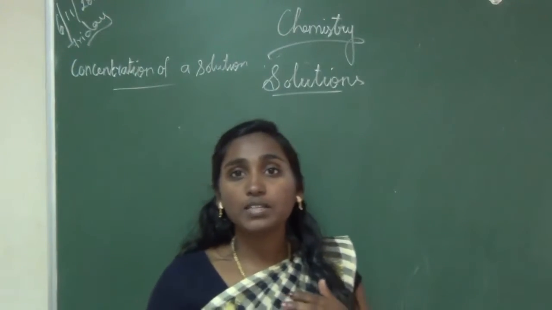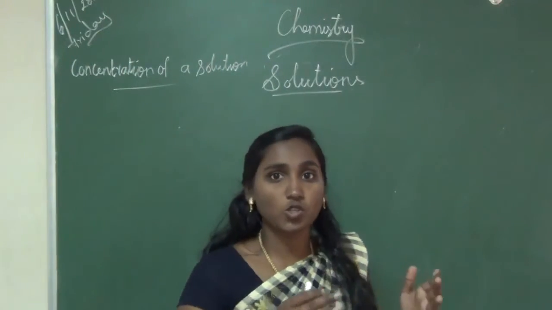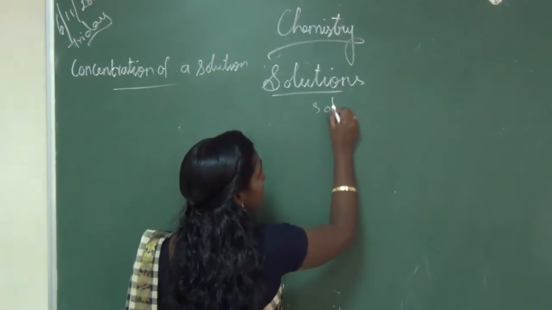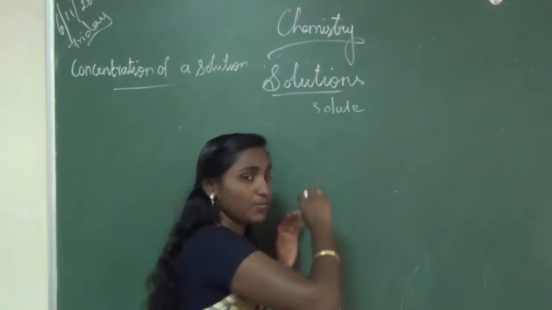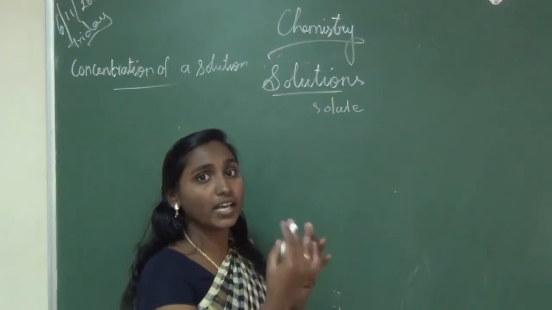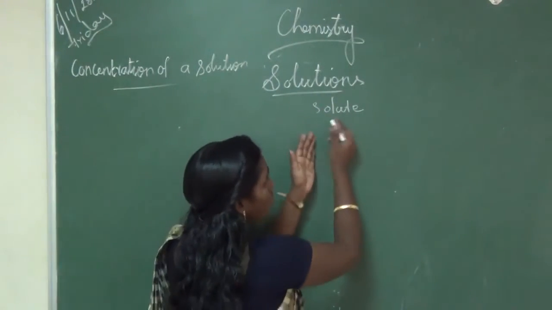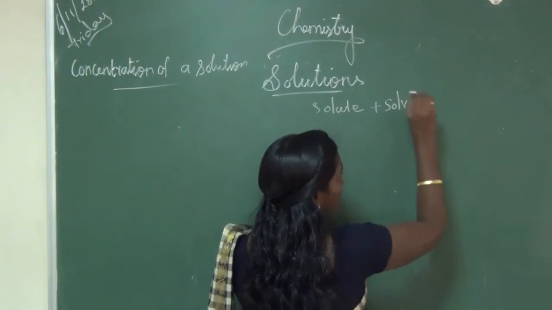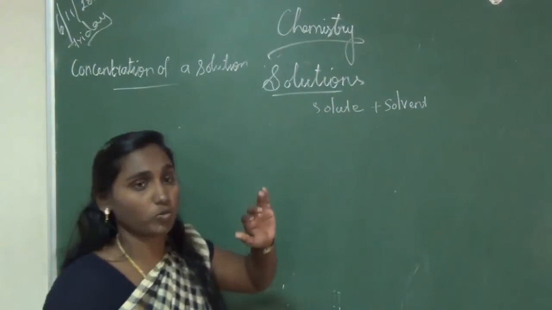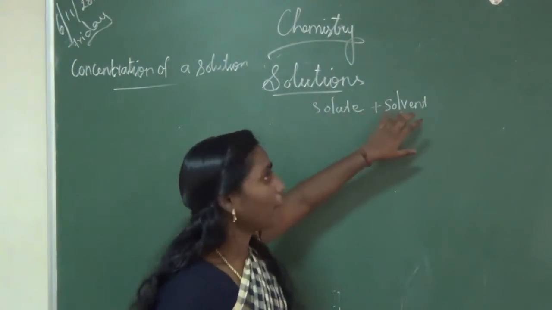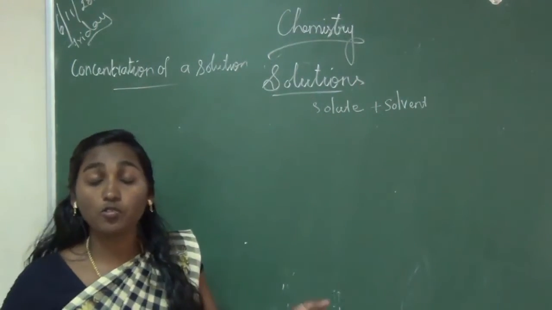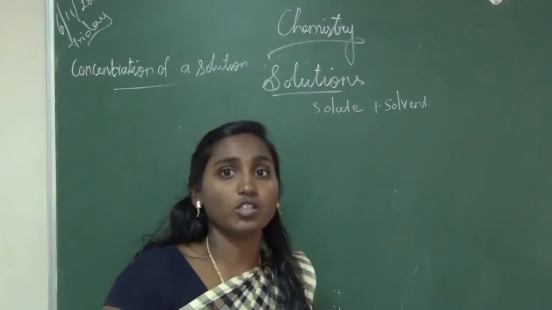So solution means, we all know, right? A solution contains what? Solute plus solvent. Solute means maybe salt or sugar or any other substance, okay? Solvent means liquid items, mostly water we are using. So when solute is combined with solvent, it forms a solution, right? So far we discussed these solutions.